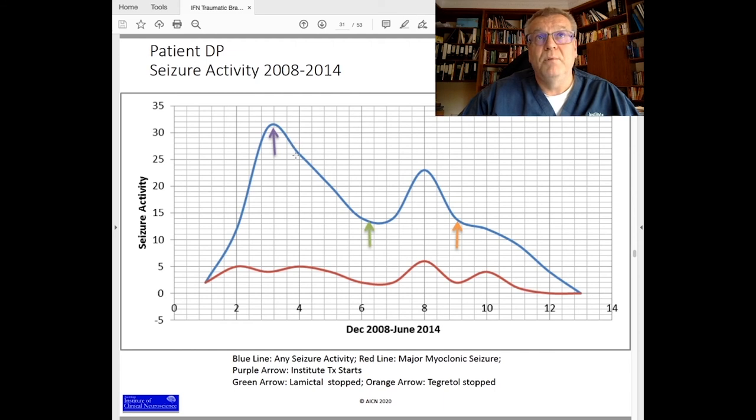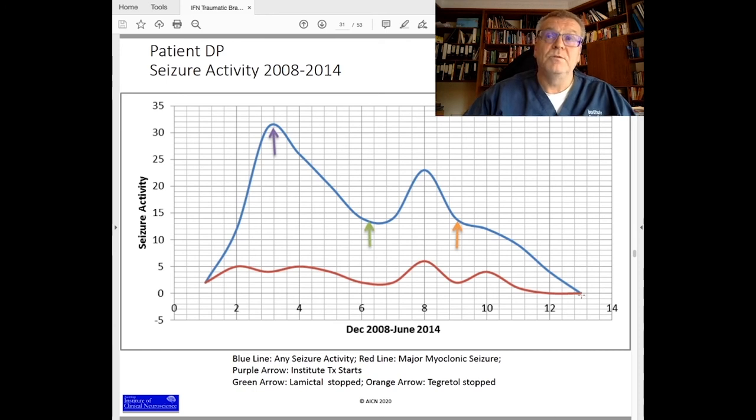And as he progressed through the treatment, his seizure frequency dropped until the point at the green arrow where we reduced or stopped his Lamictal medication. That resulted in a quick spike of seizure activity, but then a quick reduction followed. And then we stopped his Tegretol at that point, and he continued on the downward progress to zero seizures.